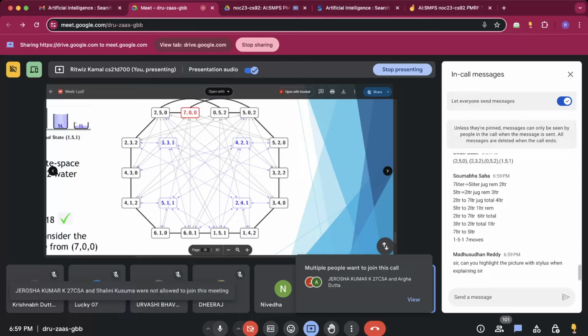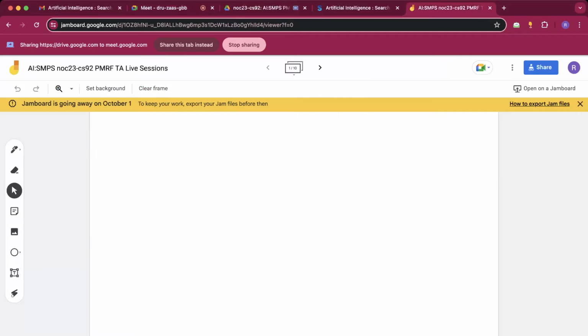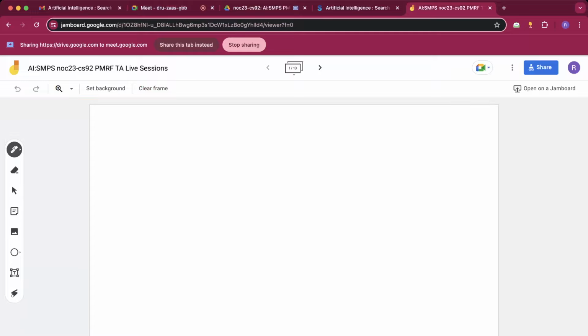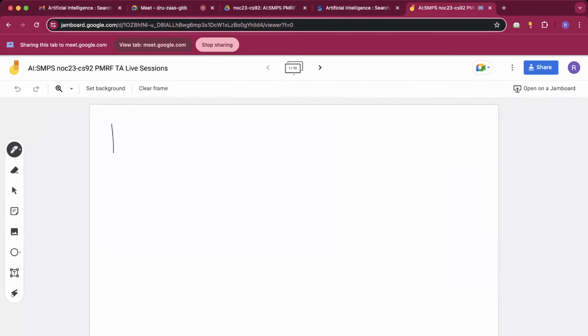Sorry about that. Okay, so let me do one thing. Let me try to draw out the solution. I hope you can see my whiteboard. So this is the state we began with. We had 7, 0, sorry about that, and 0, right?